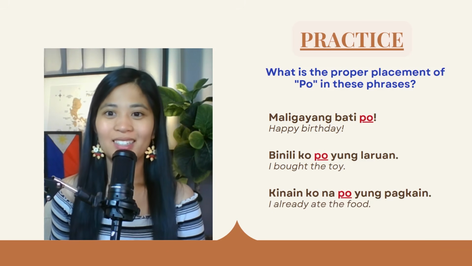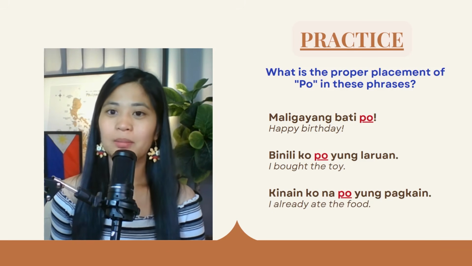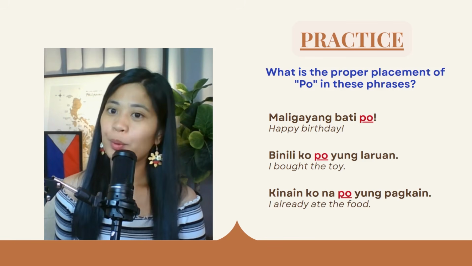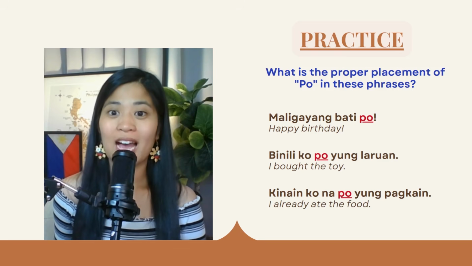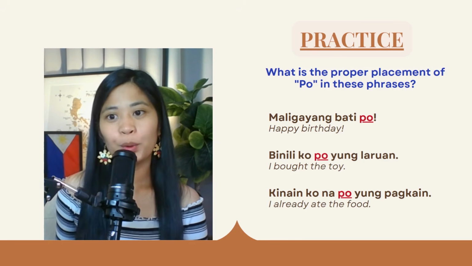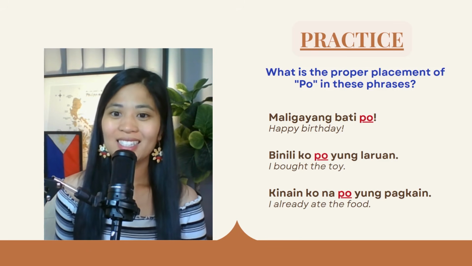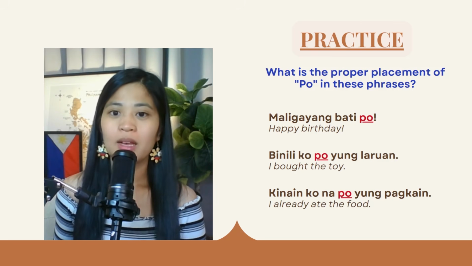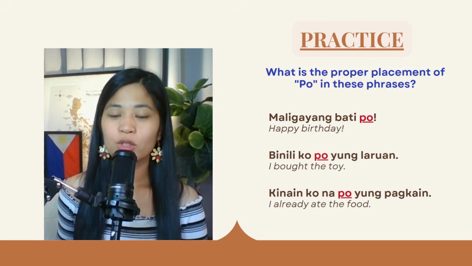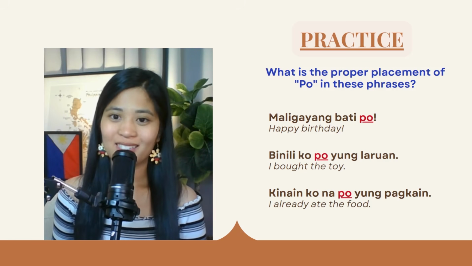All right. Maligayang bati becomes maligayang bati po. So that is a set phrase, so po would just go at the end of that. Maligayang bati po. Next, binili ko yung laruan. I bought the toy. Becomes binili ko po yung laruan. Po would go after the word ko in this phrase.